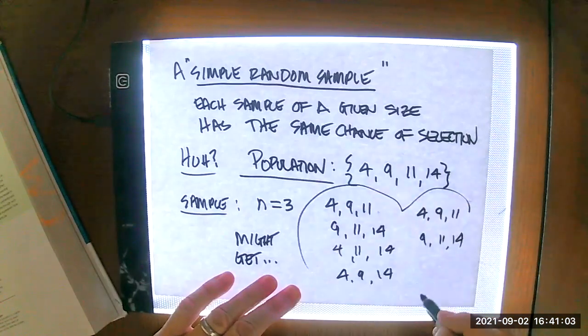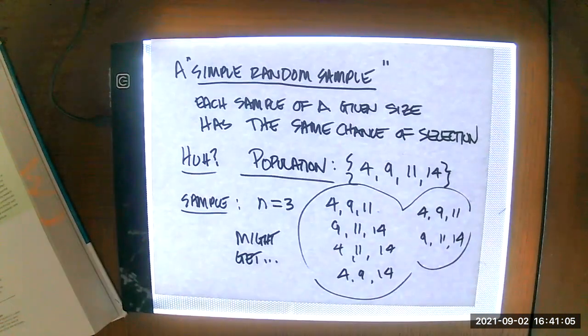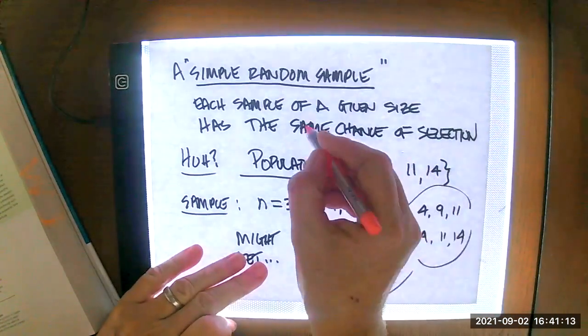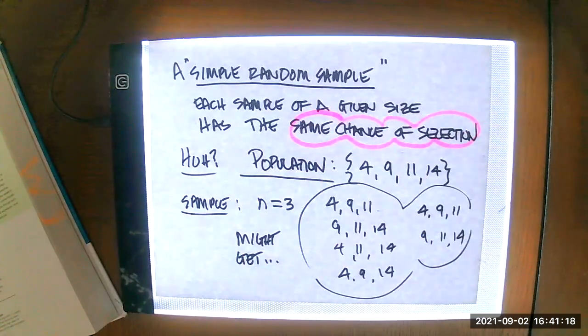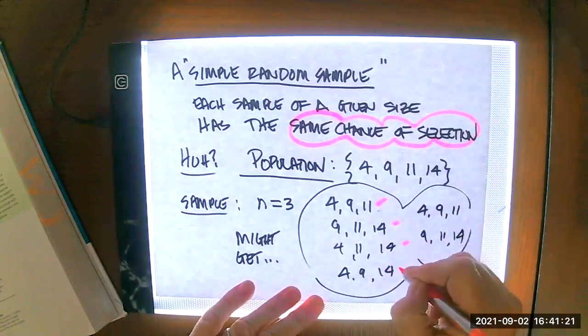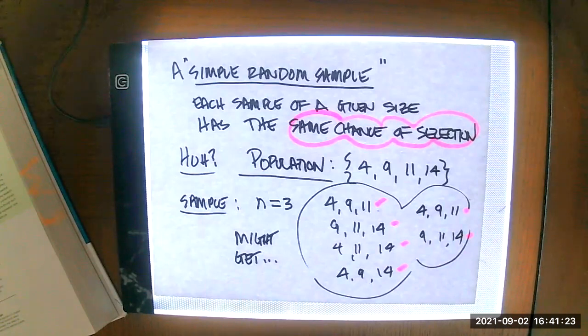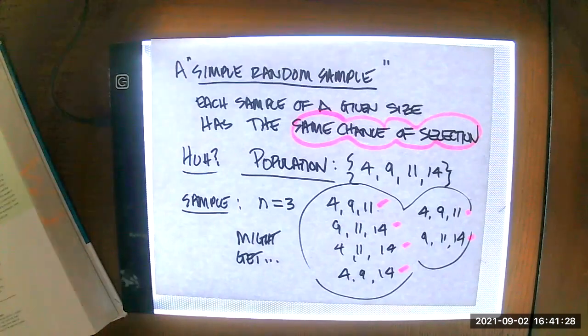All of them. And which one will I actually get? I don't know. But I do know that they all have the same chance of selection. So any one of these has the same chance of being selected as my sample. That's what we mean by a simple random sample. That's a difficult thing to hang your hat on at the start of a semester. But it is kind of the gold standard.